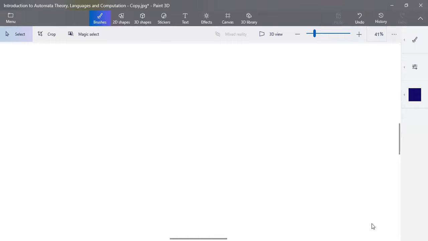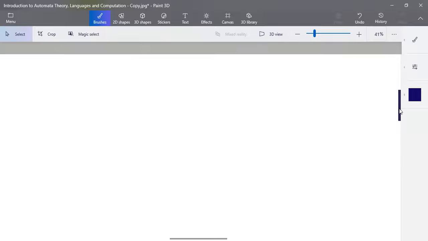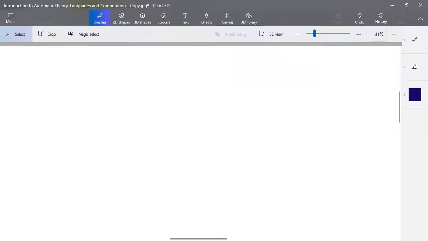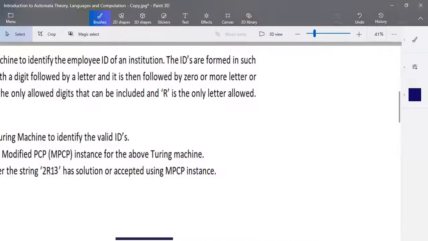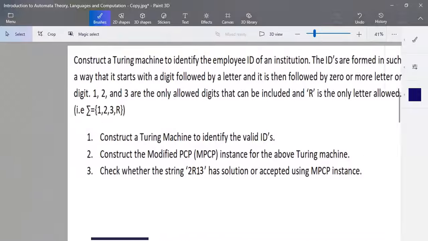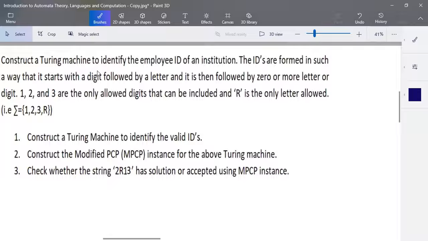And I'll show you how it goes for an acceptance: if the Turing machine goes to an accepting state, how the PCP, the MPCP, also has a solution for it. Okay, so let me show you that first. Okay, so this is the problem that I'm going to take. Construct a Turing machine to identify the employee ID of an institution.